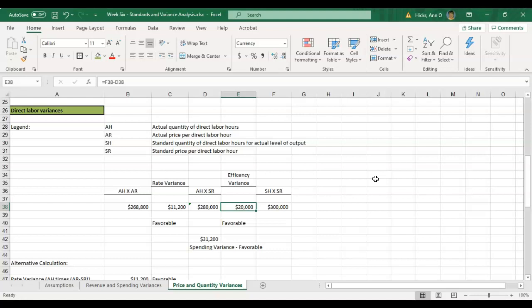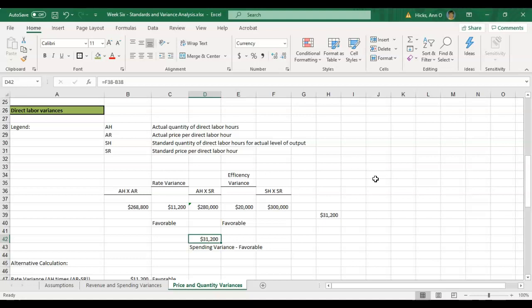And in this example, again, the number that has the actual in it is less than the number that has the standard, so it is a favorable variance. And if we come over here and we add those two, they're both favorable, so we add them together, and notice we get our flexible spending variance. So we have effectively shown that this $31,200 spending variance is $11,200 due to savings by the rate we paid, $20,000 savings due to being more efficient.